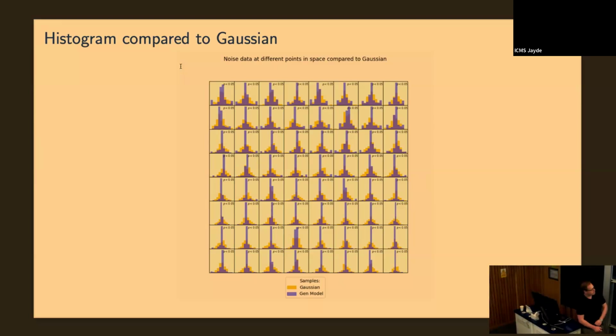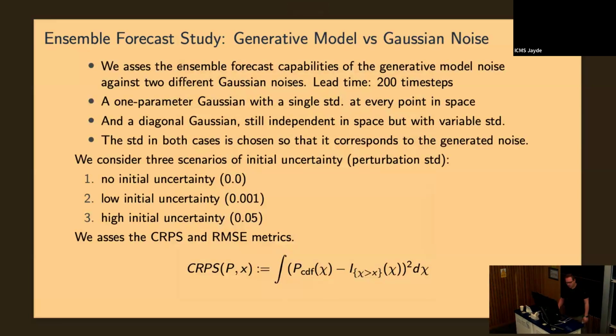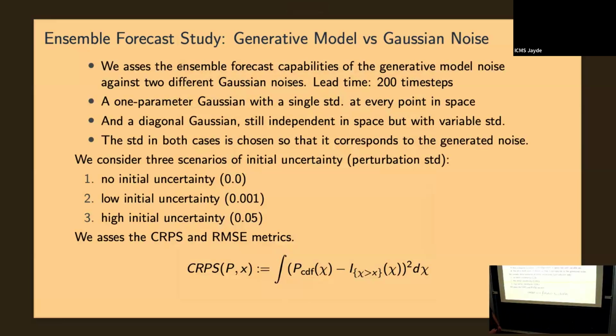And at none of these tested points here do we obtain something that looks like a Gaussian distribution. So we've definitely fitted something that is non-Gaussian to represent the noise in the model. And so finally, and then I'll finish, we've done a very small forecast study of the generative model noise against the Gaussian noise. So this is for a forecast lead time of 200 time steps.